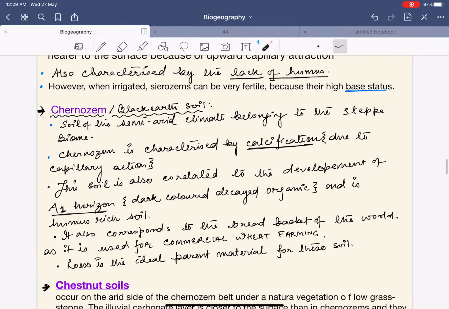Next, we have the Chernozem. The Chernozem, I also call it the black earth soil. Now, Chernozem is nothing but the soil of the semi-arid climate belonging to the steppe biome. If you do not know where the steppe biome is, I would again suggest you watch my video on the climatic classification of the Köppen.